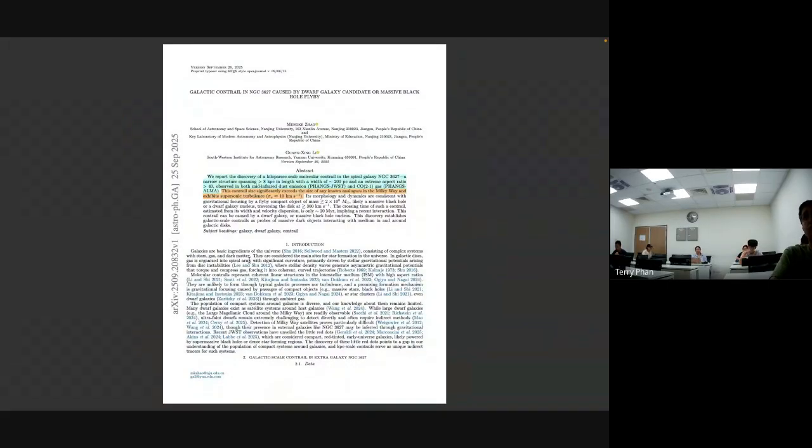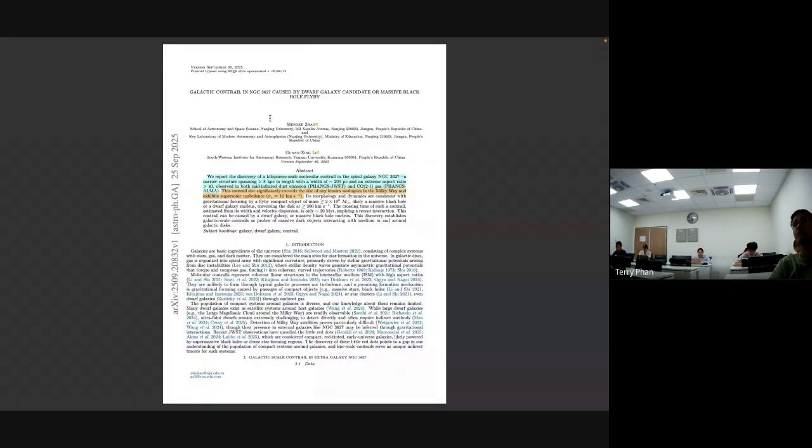Hello, I am Shamulima, and today I will give you a short summary on the paper of galactic contrails in NGC 3627 caused by dwarf galaxy candidate or massive black hole flyby. So let's first get to know what the authors are discussing in this paper. In this paper, the authors investigate the organization of gas within galaxies, where it generally flows along spiral arms shaped by gravity and density waves.